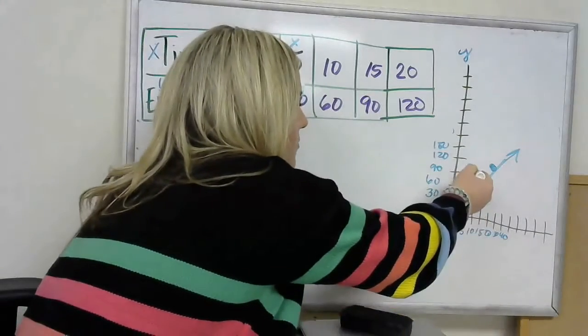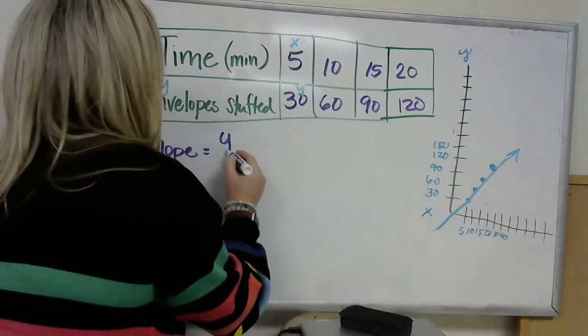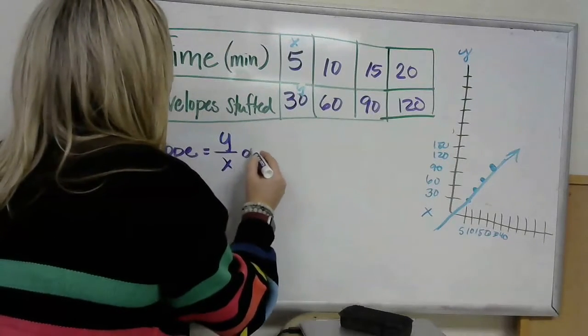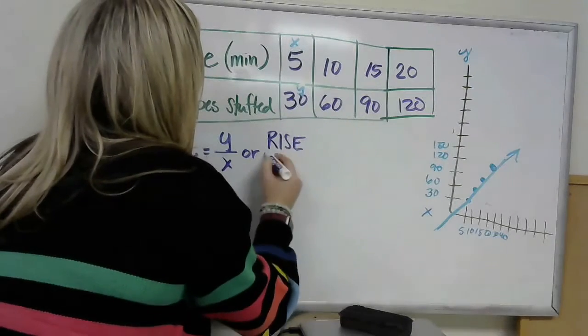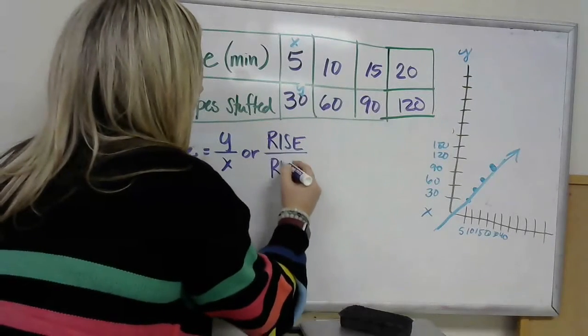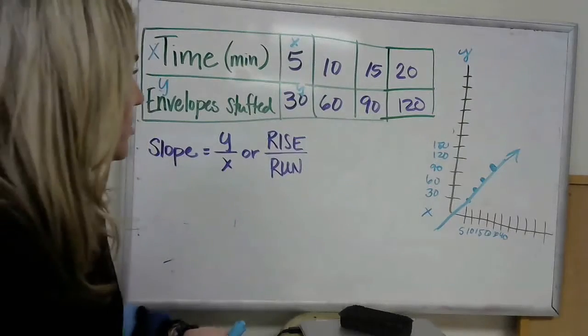And it's going up first and then over, right? So slope is always y over x, or, and you'll hear me say this a million times, the rise of the line over the run. And you'll hear every math teacher say that. They've always said it for years.